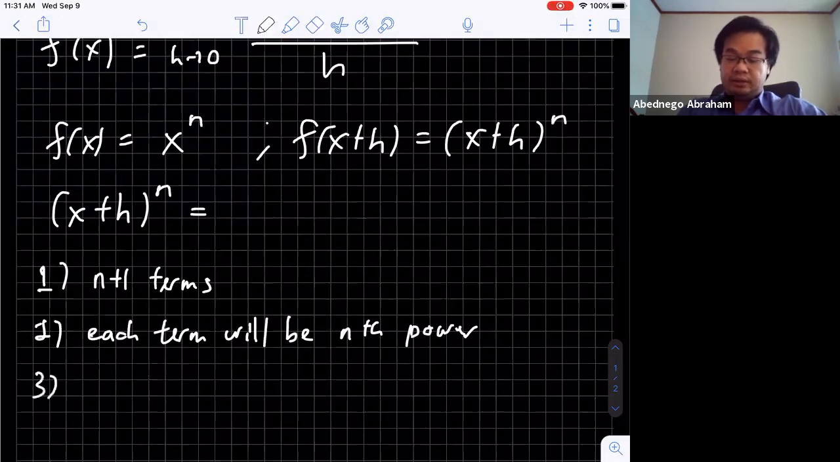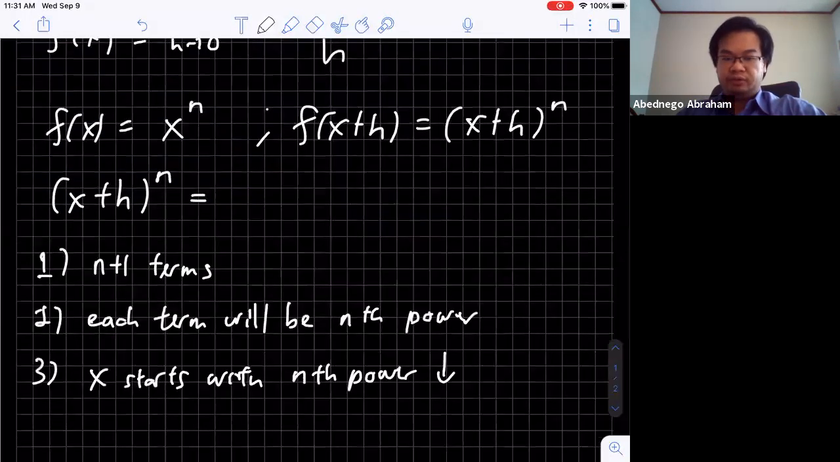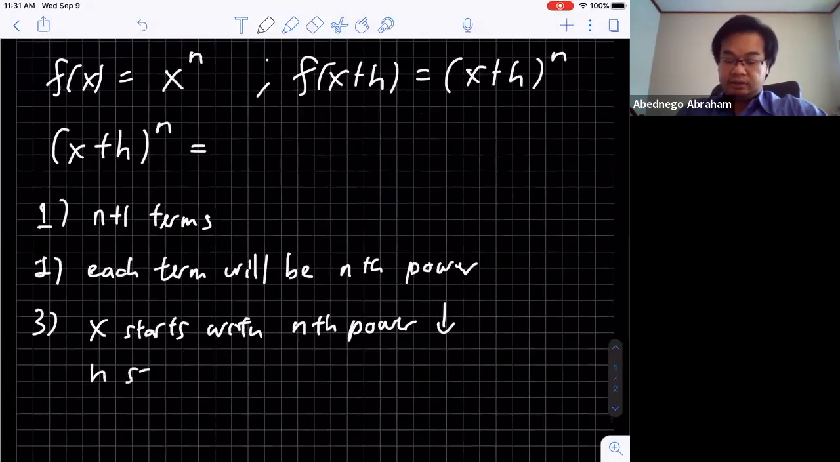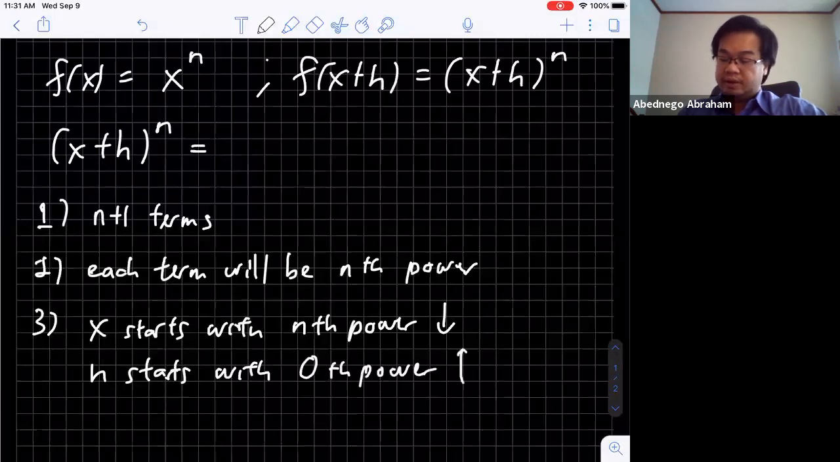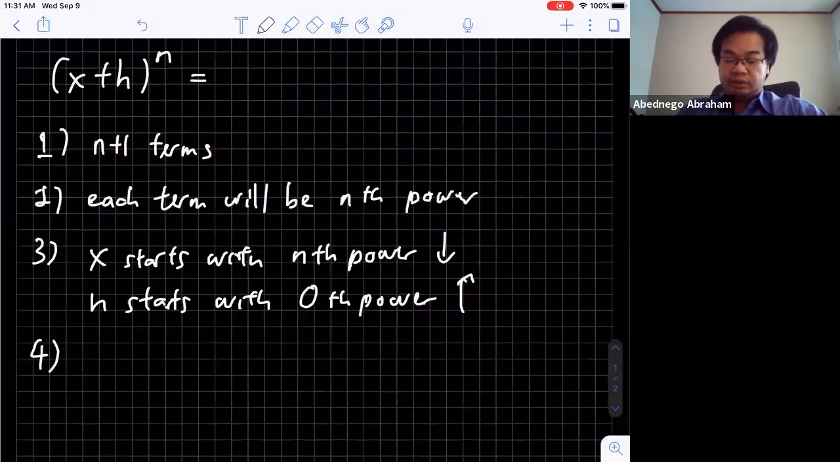And then the third one, the x variable starts with power n and then decreases by 1 for each term. And then h starts with power 0 and then increases for each term. And then the coefficient follows the Pascal triangle.